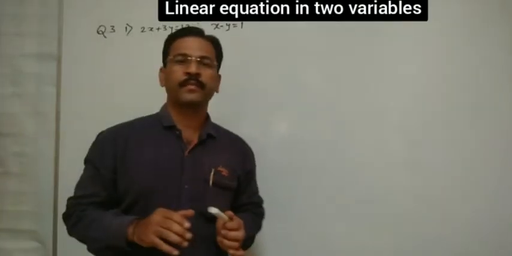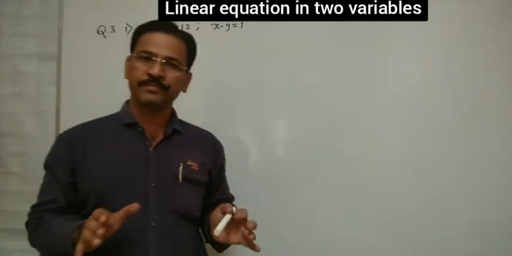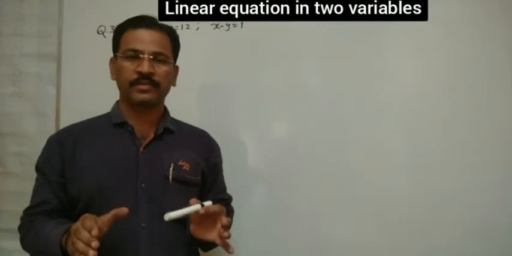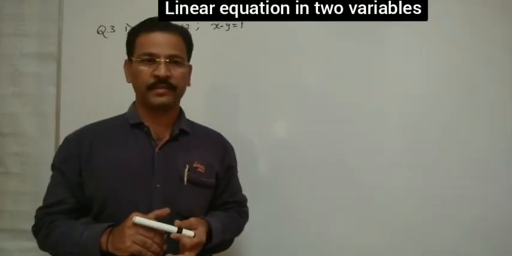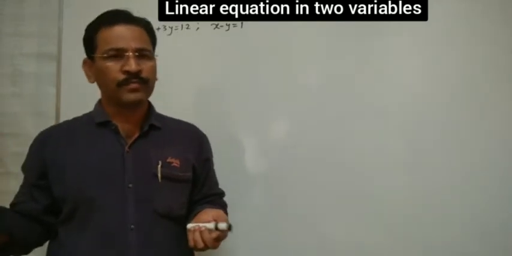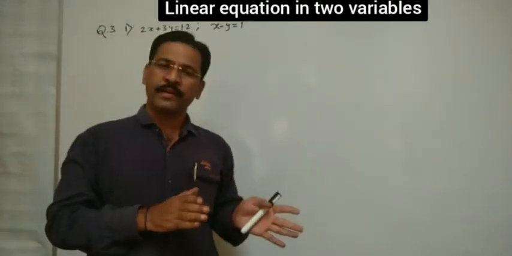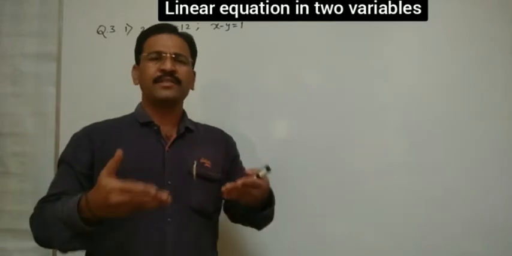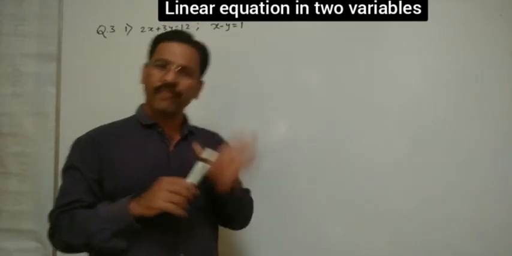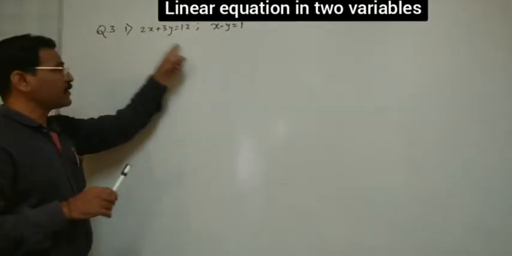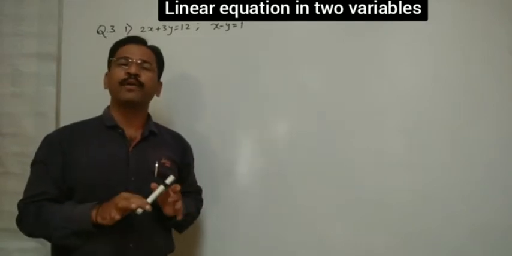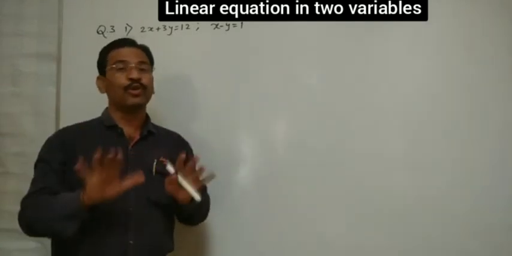See friends, in problem set question number 3, we are going to solve the simultaneous equations by the graphical method. Already we discussed in practice set 1.2 how to solve graphically. Let's solve some more examples. In question number 3, the first sum is 2x plus 3y equal to 12 and x minus y equal to 1. First of all, we are going to prepare the table to draw the graph.